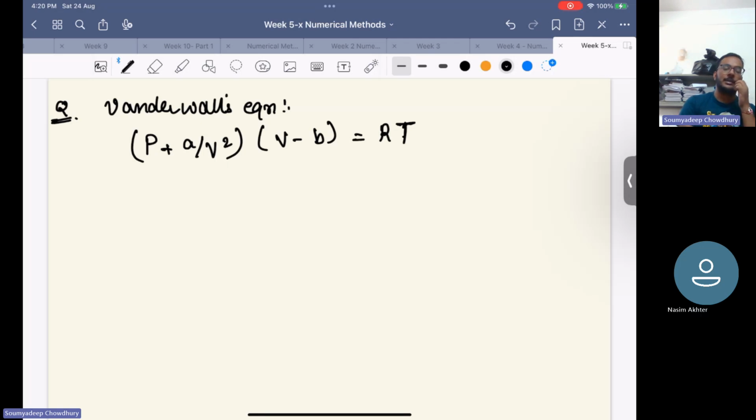So van der Waals basically modified it and introduced two more constants, which are A and B, and then he proposed a new relation which is given by this equation, right? P plus A by V square multiplied by V minus B equals RT. It is for 1 mole of gas.